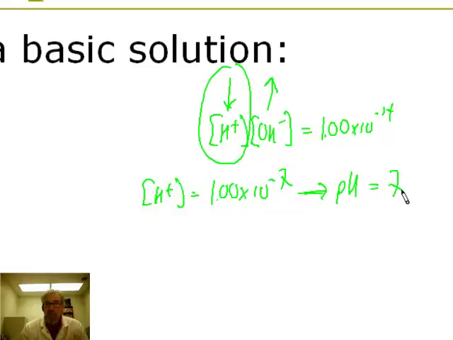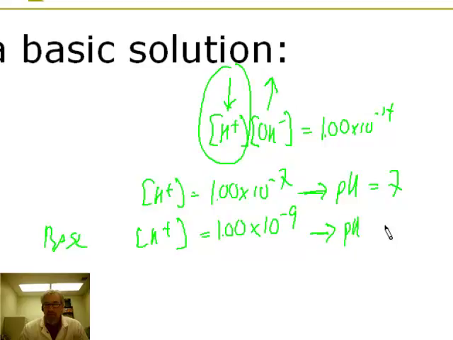But in a base, the concentration of H plus has to be a smaller number than that. So let's pick any random number that's smaller than that, like 1 times 10 to the minus 9th would be a good example. Here the pH is 9. So in a basic solution, pH is bigger than 7.